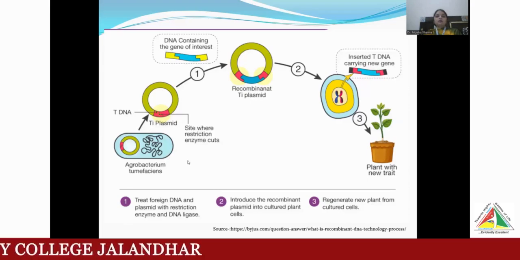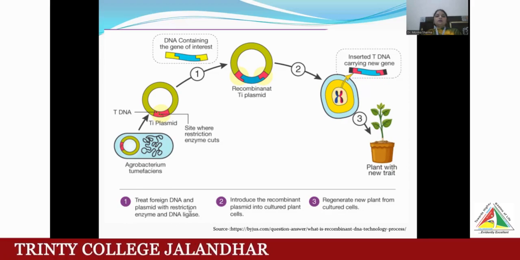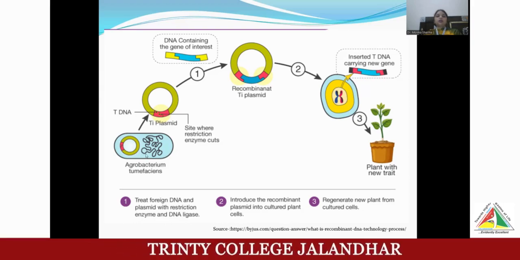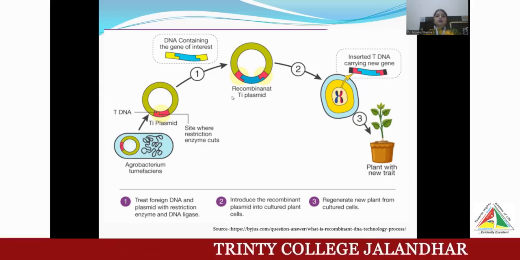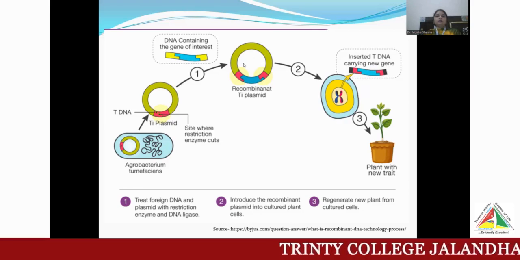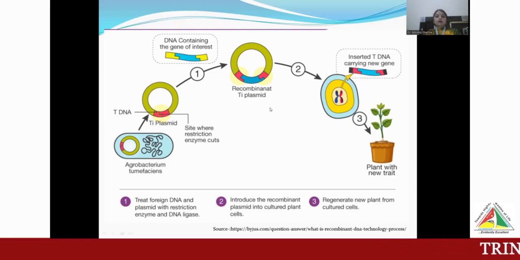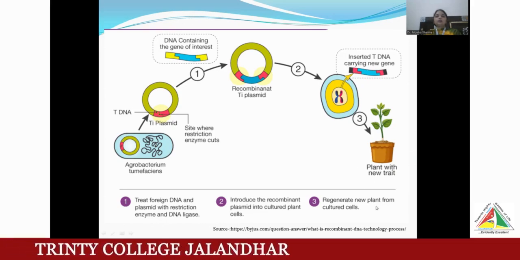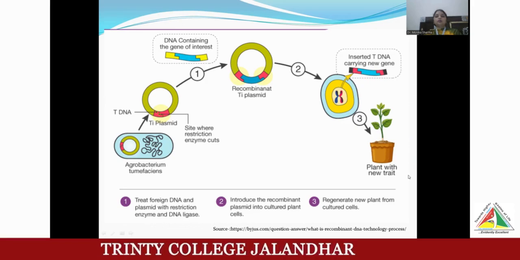In this diagram, we can see that first we treat our foreign DNA plus plasmid with restriction enzyme, and after that we ligate both fragments with the help of DNA ligase enzyme. After that, in the second step, we introduce our recombinant plasmid into the cultured plant cells. At the end, we can regenerate a new plant from these cultured cells with a new trait.